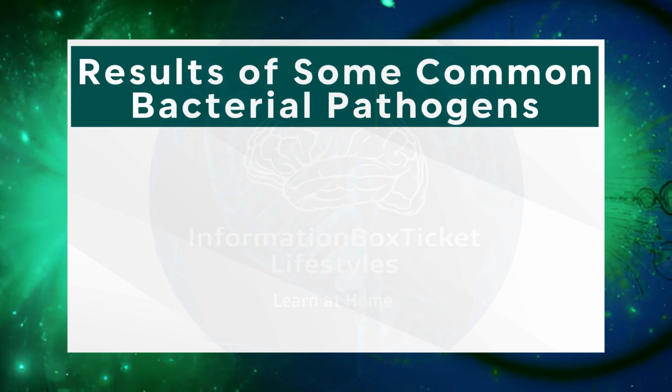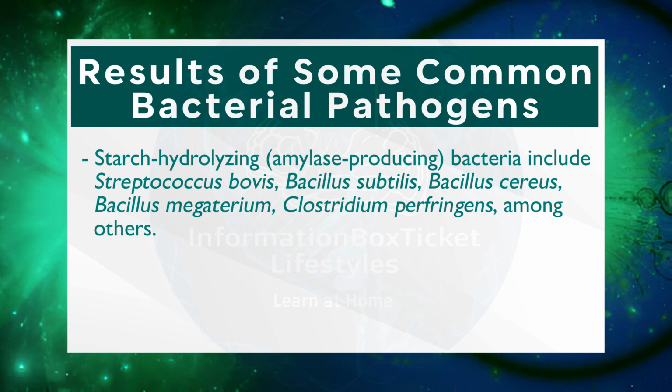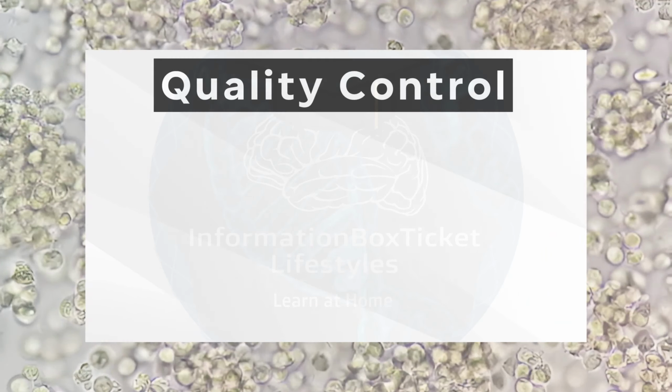Starch hydrolysis test. Results of some common bacterial pathogens. Starch hydrolyzing, amylase-producing bacteria include Streptococcus bovis, Bacillus subtilis, Bacillus cereus, Bacillus megaterium, Clostridium perfringens, among others. Starch non-hydrolyzing, amylase non-producing bacteria include Corynebacterium diphtheriae, Clostridium difficile, Clostridium botulinum, bile esculin positive viridans streptococci except Streptococcus bovis, E. coli, Staphylococcus aureus, Pseudomonas aeruginosa, etc.